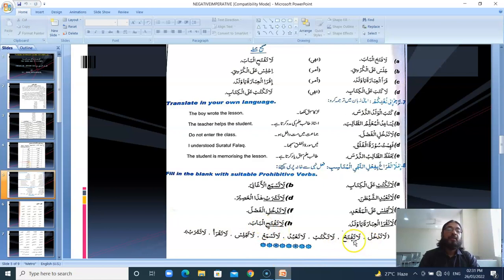So here the suitable prohibitive verbs are given. So you have to use all these prohibitive verbs. So everywhere dashes you have to use from here. La tadkhul, la taftah, la taktub, la ta'bud, la tasma', la tajlis, la taqra, la tashrab.